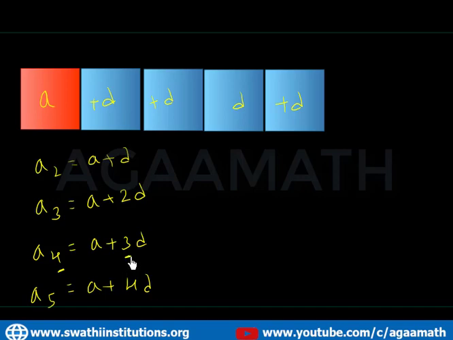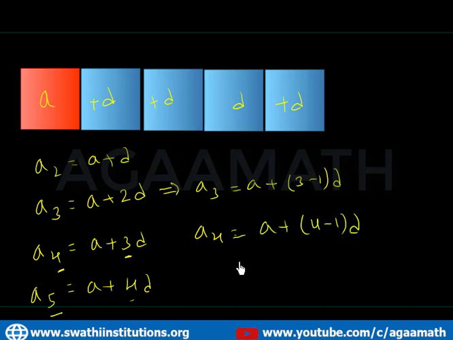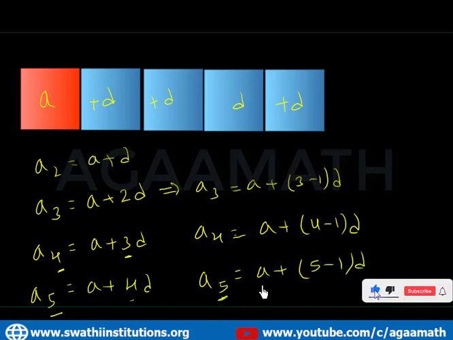the coefficient is always the term number minus 1. A3 can be written as A plus 3 minus 1 of D, that's 2D. A4 is A plus 4 minus 1 of D. A5 is A plus 5 minus 1 of D. So for the fifth term it is 5 minus 1, for the fourth term 4 minus 1, for the third term 3 minus 1.